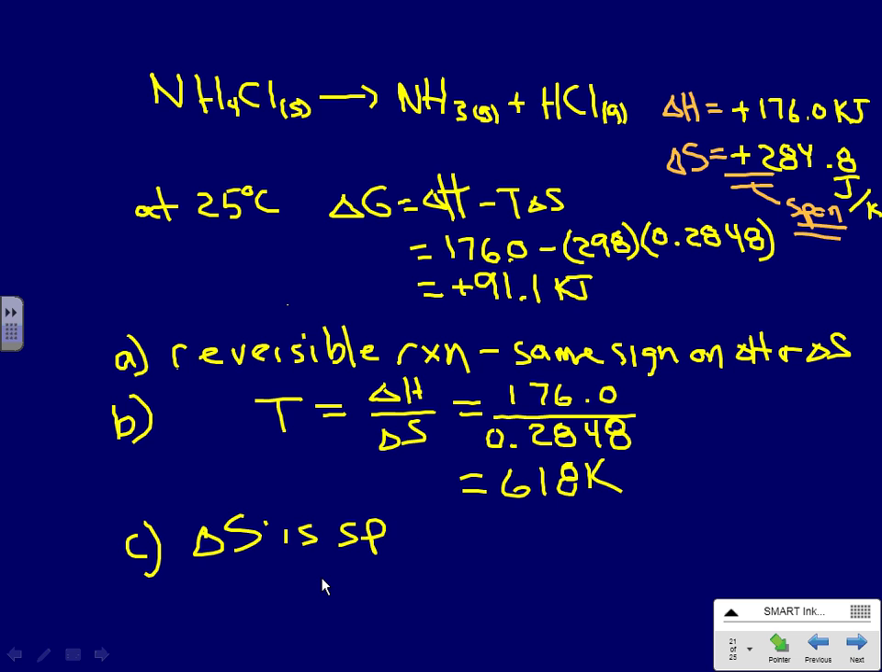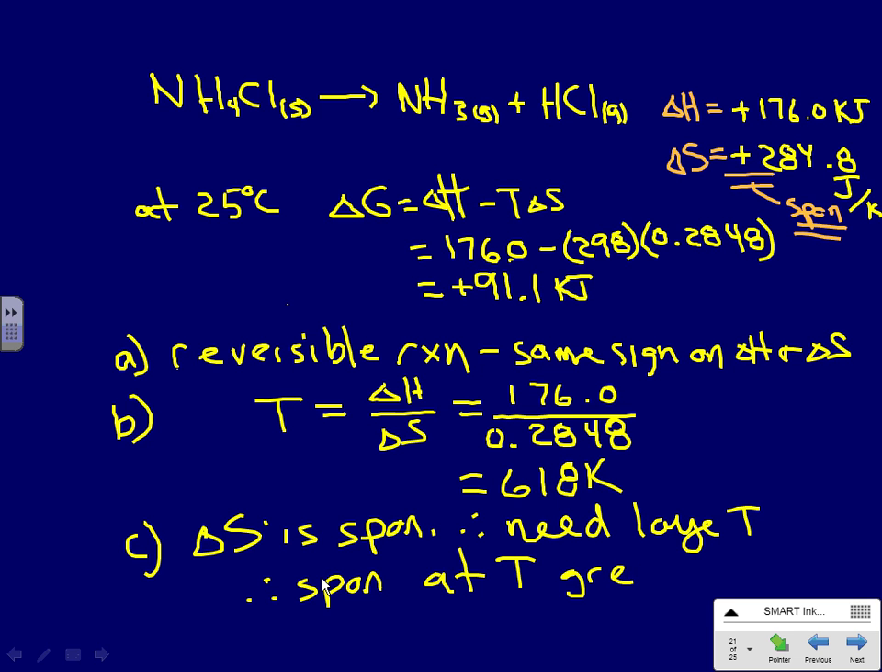Delta S is spontaneous. Therefore, need large T. And therefore, it's spontaneous at T greater than 618 Kelvin. So that's not decomposing on its own anytime soon. We need a pretty hot reaction vessel in order to make that decomposition take place. Okay? All right?